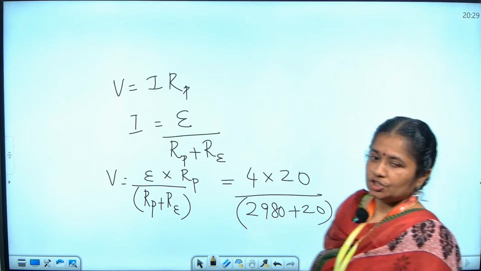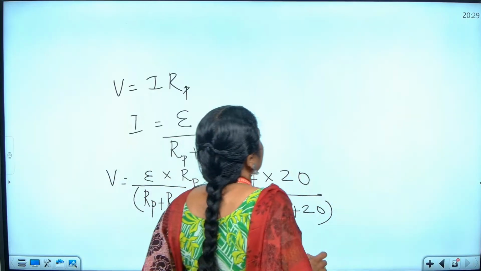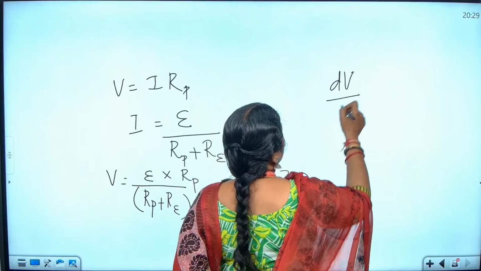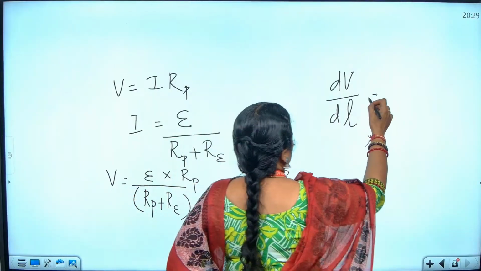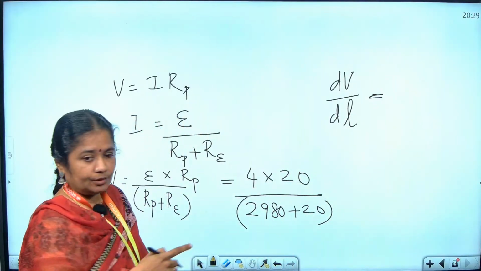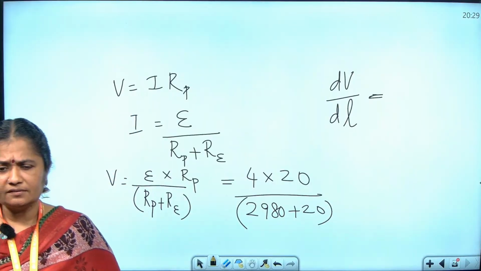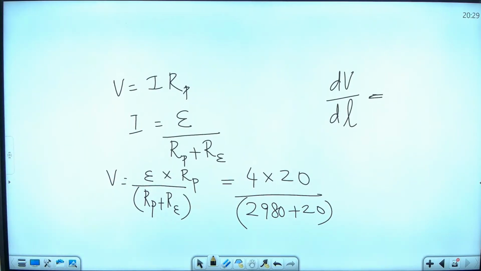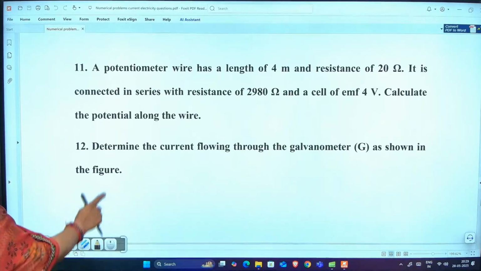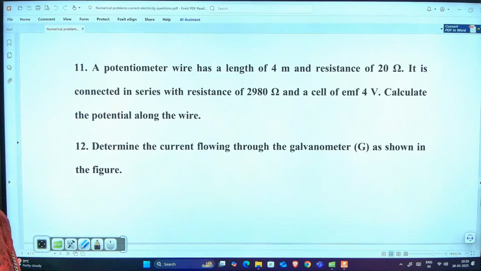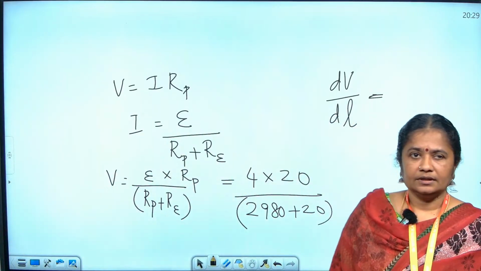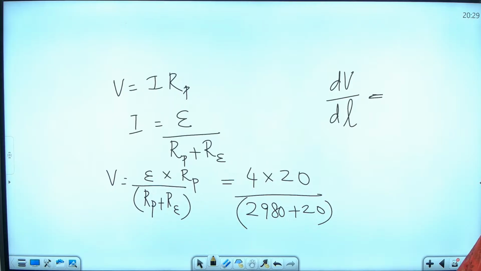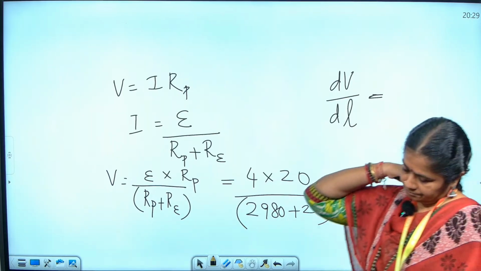They have actually asked for the potential gradient. Potential gradient is written as dV by dx, or dl, length. So you will get the potential from here, that you have to divide by the length of the potentiometer wire, which is given as 4 meters in the question. First calculate the potential difference, then divide it by 4 meter. Then you will get the potential gradient.